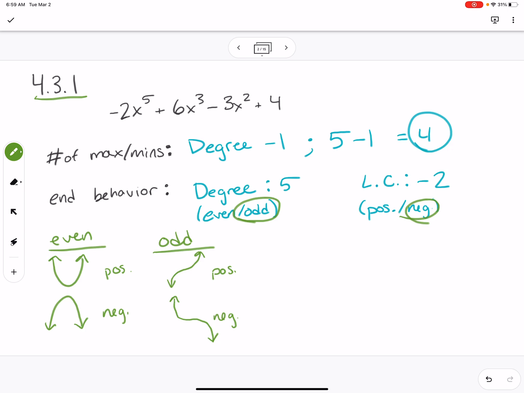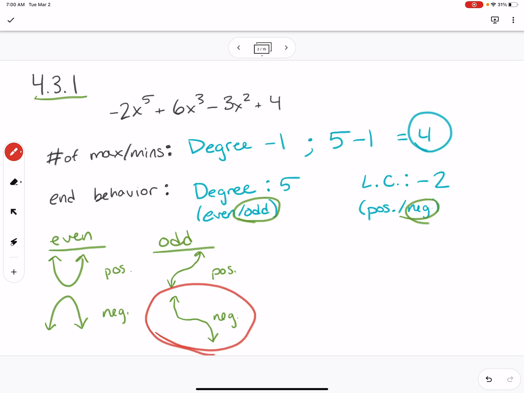And I like to think about it that our positive case in the odd kind of looks like an increasing function, like it's positive. And our negative case in the odd kind of looks like a negative function, or decreasing. The big difference between these two is that for even, your ends are facing the same direction. For odd, they are facing different directions. So then, from here, I'm going to go back to my characteristics. I had an odd degree, and it was negative. So that means that I must be looking at this graph for this polynomial.